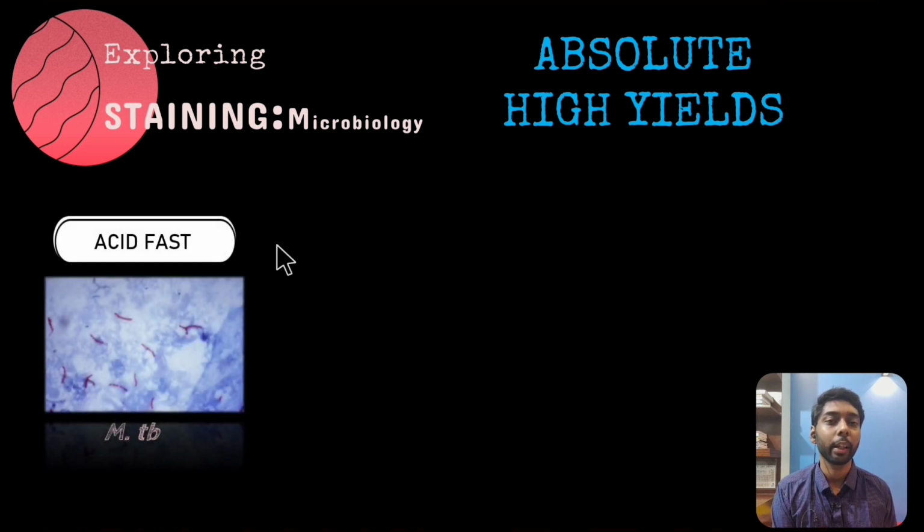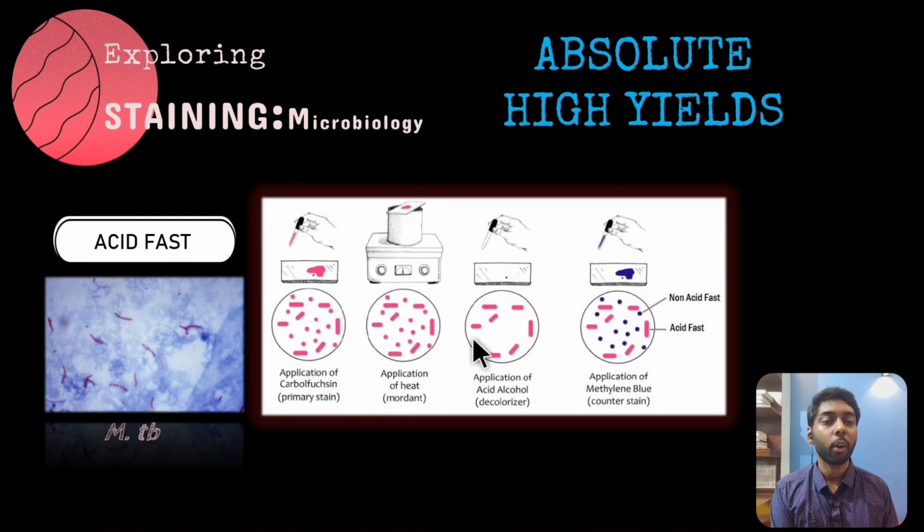I think I've been able to explain rather clearly what the steps of acid-fast staining are, and also the examples. So to review the absolute high yields of this video, first obviously we have to remember this classic slide of red bacteria against a blue background of Mycobacterium tuberculosis. And also, it's good to remember the procedures associated with acid-fast stain. That is, we use carbolfuchsin as the primary stain, then we use heat as a mordant, and also an acid alcohol to decolorize. And as the acid-fast organisms retain the primary stain because of the mycolic acid content in their cell wall, they're still red bacilli in the end.